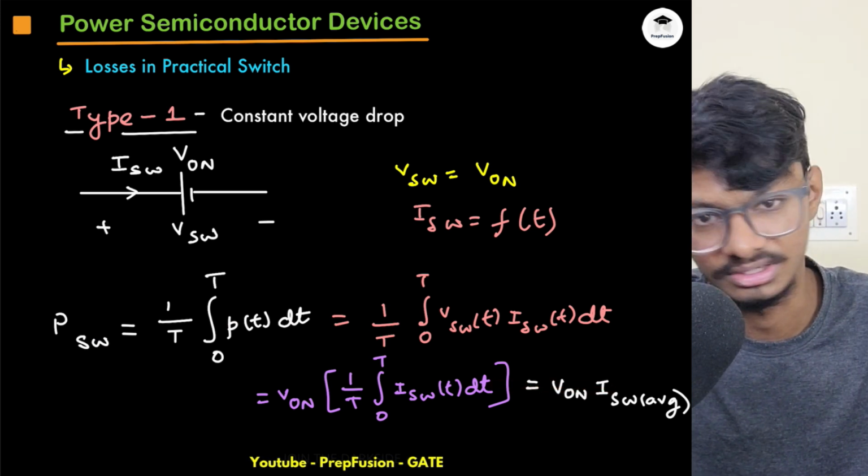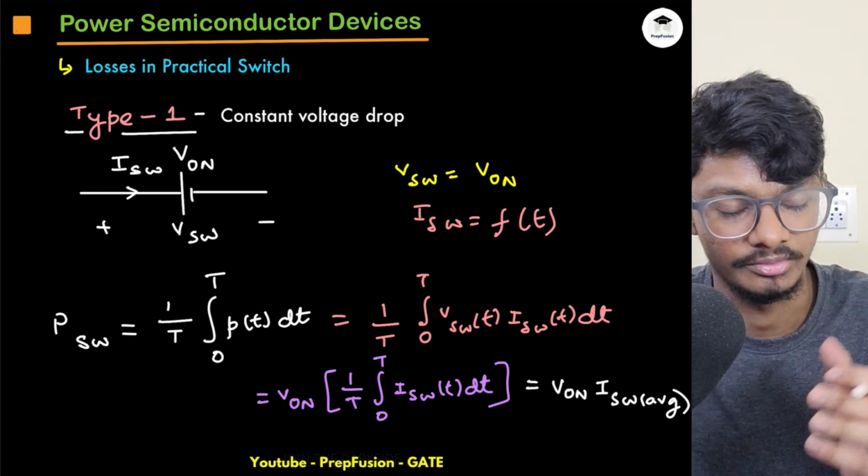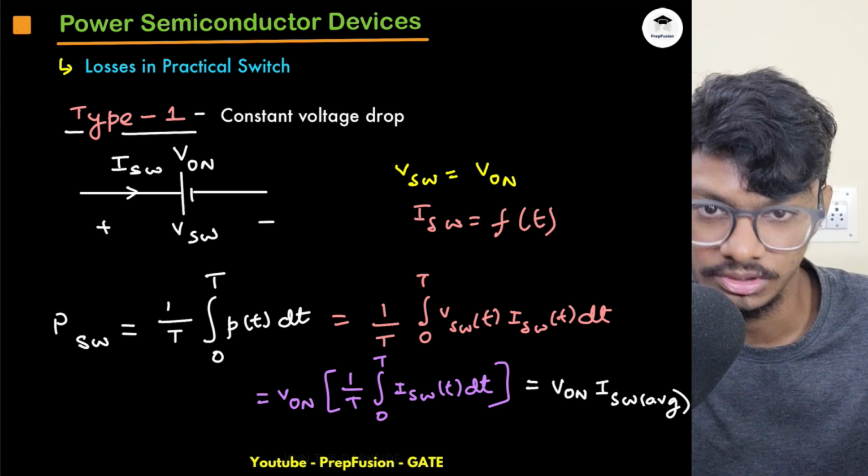Just don't remember this for a constant voltage model. This will be V on into I switch. So how many things will you remember? Just understand conceptually what is actually happening.